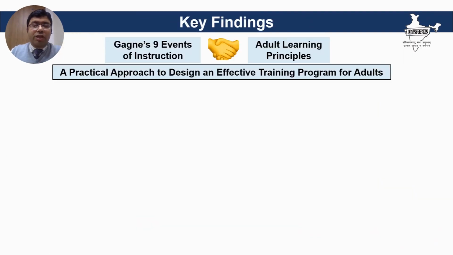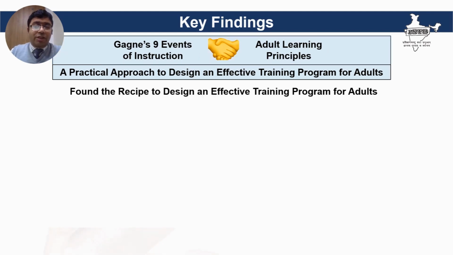Now, moving to the key findings. The first key finding was that both Gagne's 9 events and adult learning principles are really a practical approach to design any effective training program, especially for adults. So through my training design, I could find the recipe for designing an effective training program for adults.